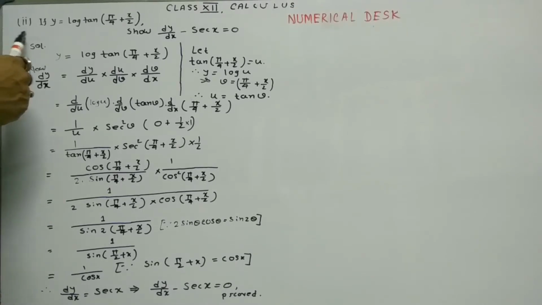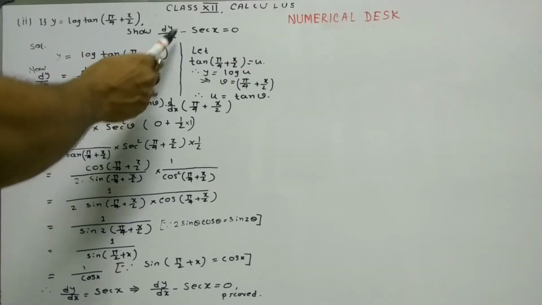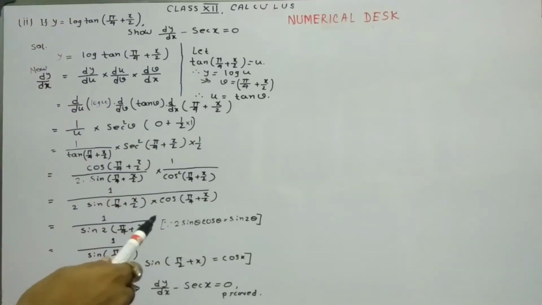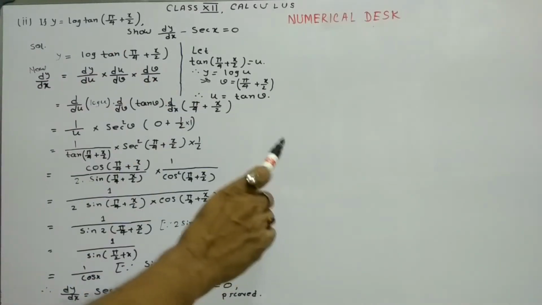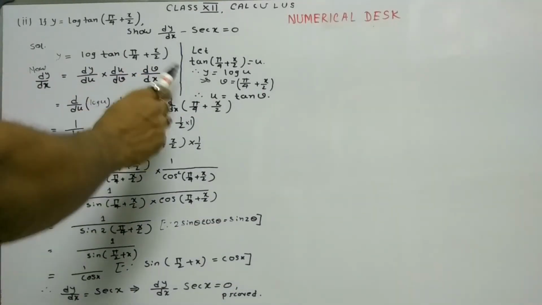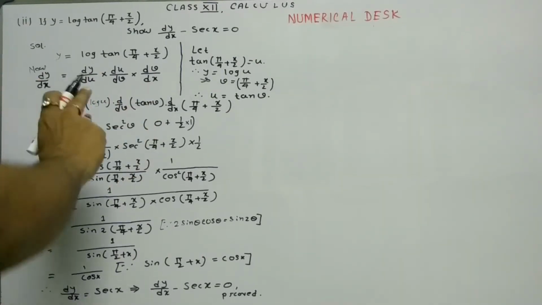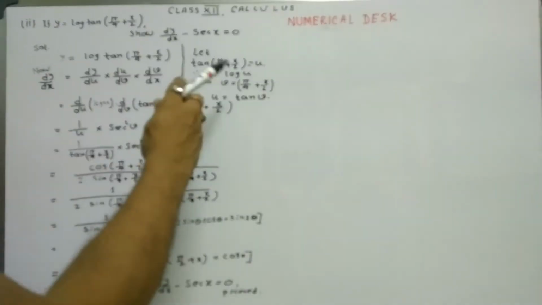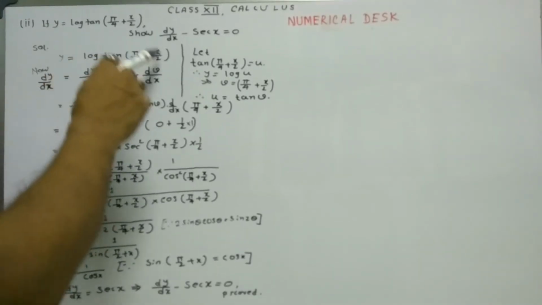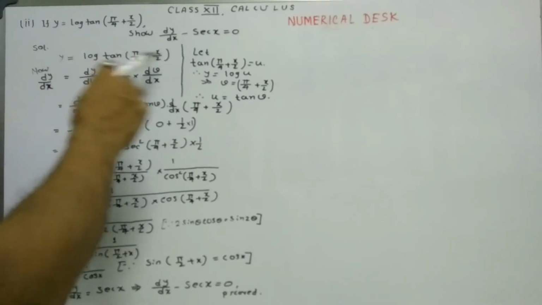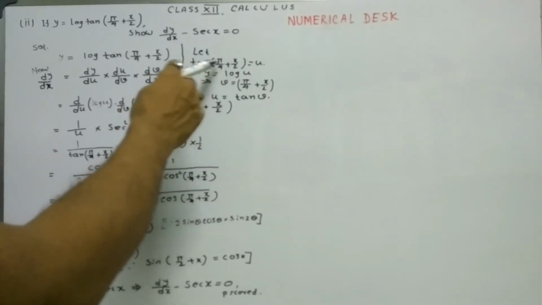This is the second sum. We have to prove dy by dx minus sec x equal to 0. Log tan of (pi by 4 plus x by 2) is not a standard form, so we have assumed pi by 4 plus x by 2 equal to u. So this is not a standard form, log tan. So 2 substitutions we have to make.